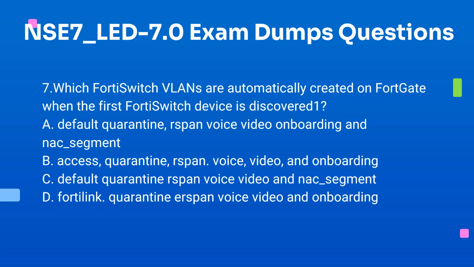7. Which FortiSwitch VLANs are automatically created on FortiGate when the first FortiSwitch device is discovered? A. Default, quarantine, RSPAN, voice, video, onboarding, and NAC_segment. B. Access, quarantine, RSPAN, voice, video, and onboarding. C. Default, quarantine, RSPAN, voice, video, and NAC_segment. D. FortiLink, quarantine, span, voice, video, and onboarding.